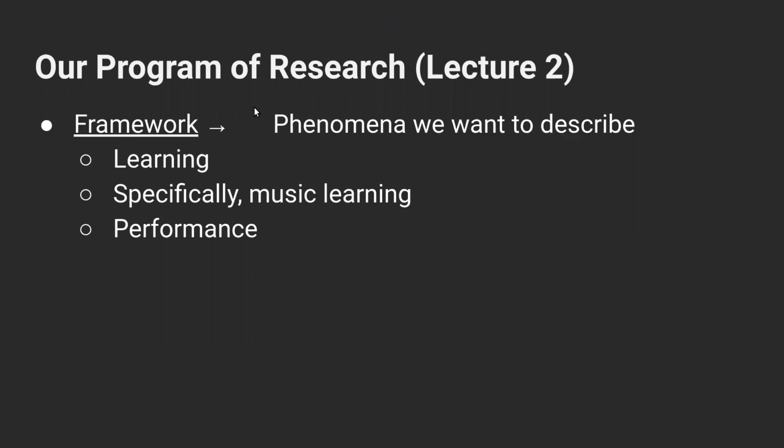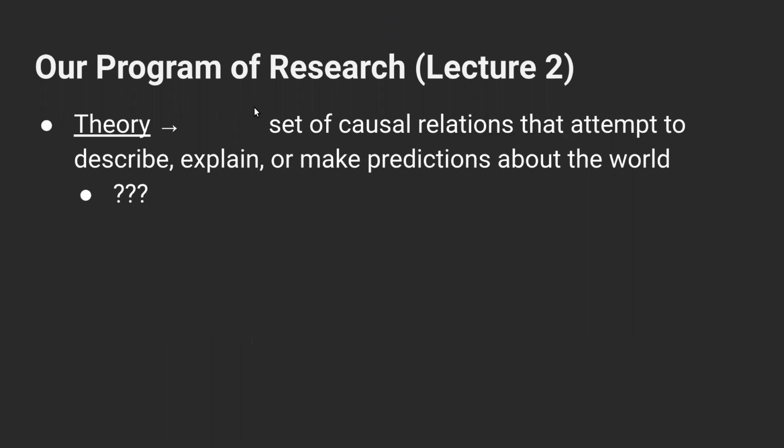All right, moving down our little framework, what would our theory be? So if we think, as a couple of people here have said, that there's a relationship between practicing and the number of mistakes that you make, why does this occur? What is our theoretical framework for talking about this? Remember, a theory, as described in that Guest and Martin article that we're going to return to several times, is a set of causal relations that attempt to describe, explain, or make predictions about the world. So why does practicing work is really the question that we're answering here.